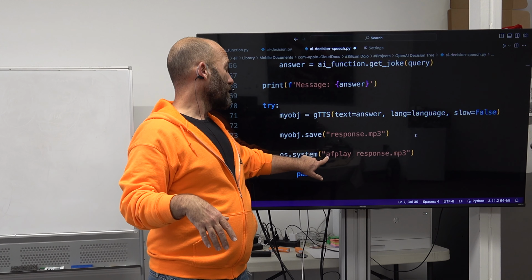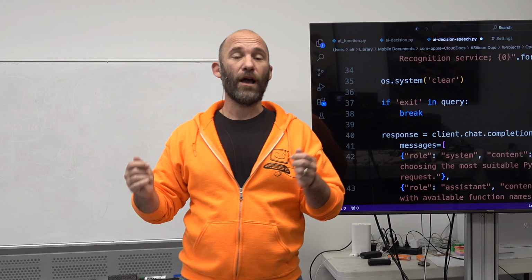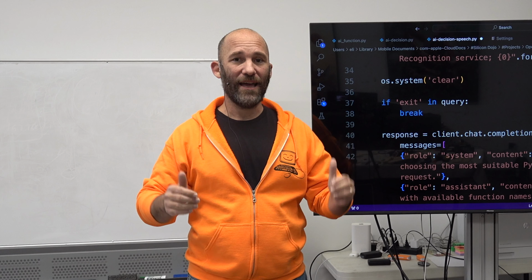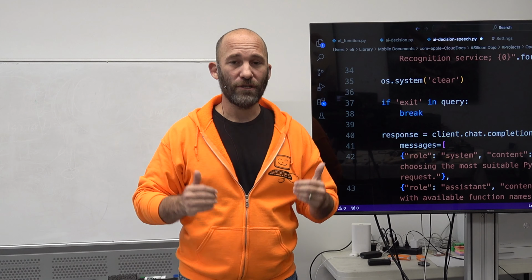So that's the class today on how to use the OpenAI API to create a decision tree for requests coming from your users. The big thing, whenever you're coding anything, is that nothing in the computer world happens, quote unquote, magically. Somebody's got to write something down somewhere.